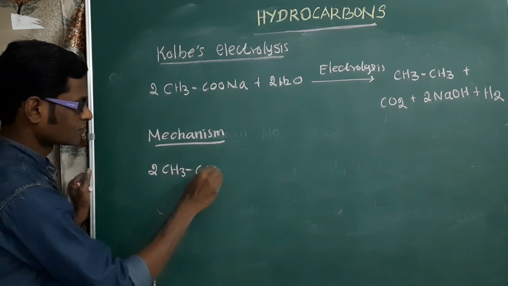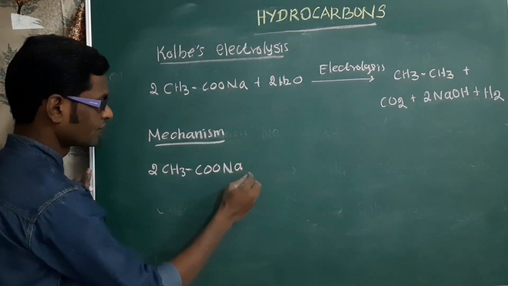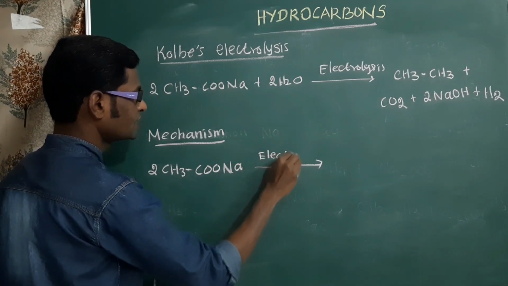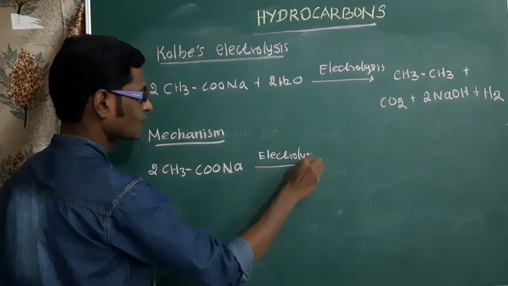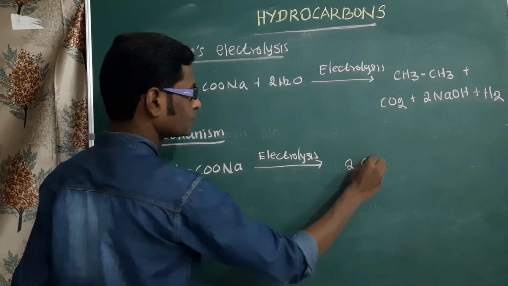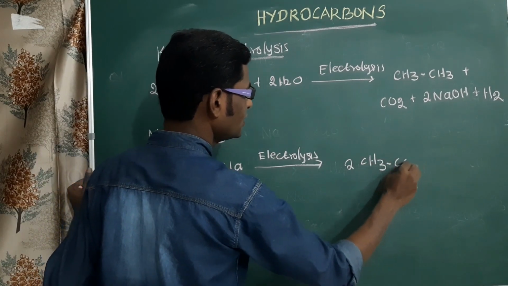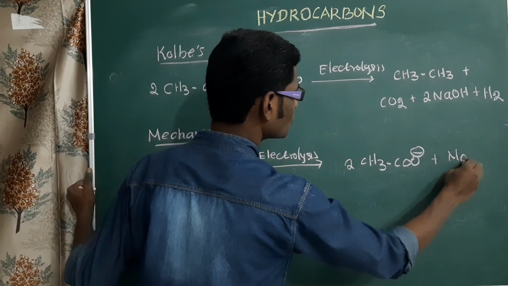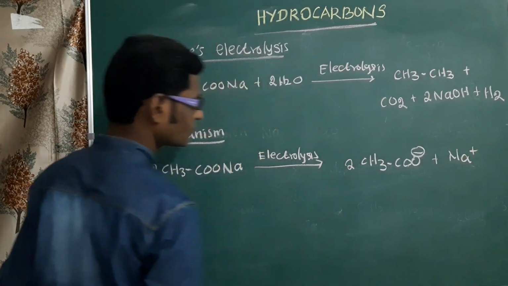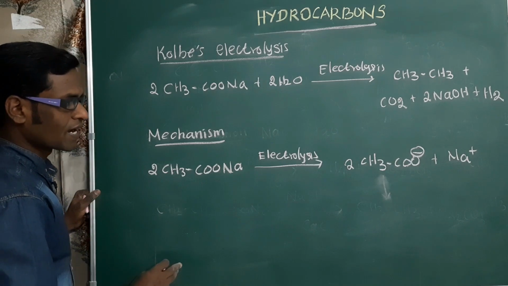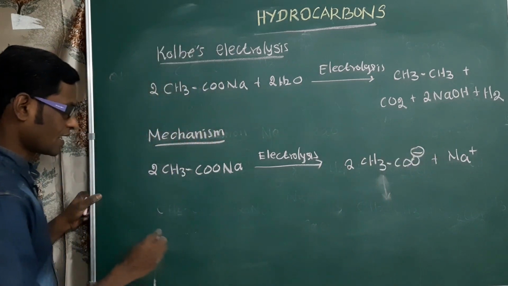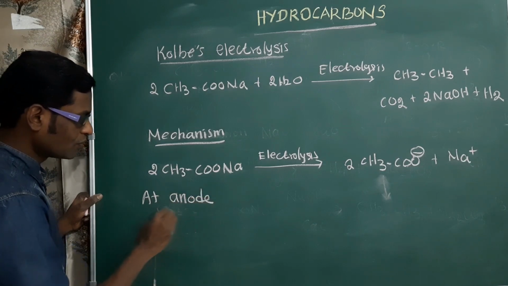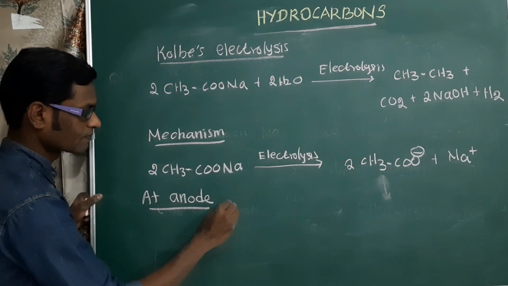During electrolysis, sodium ethanoate will be ionized into acetate ion and sodium cation, CH3COO minus acetate ion and sodium cation. These anions move towards anode, cations move towards cathode. At anode, oxidation will take place. Removal of electron is called oxidation.